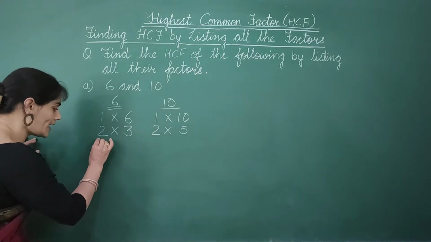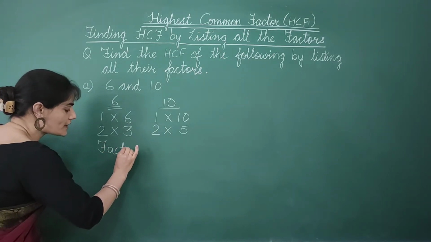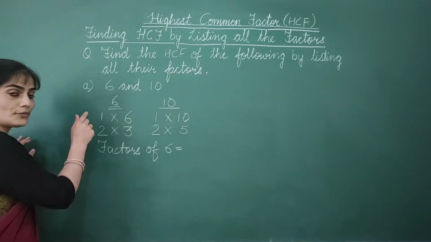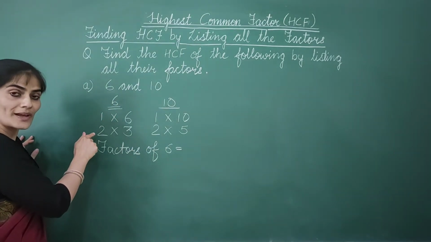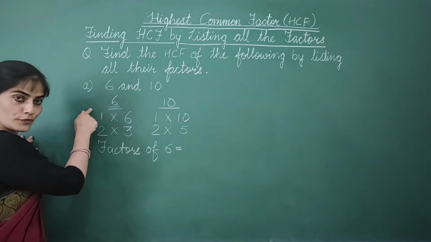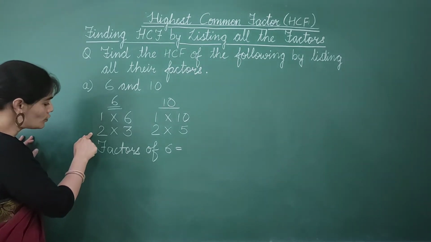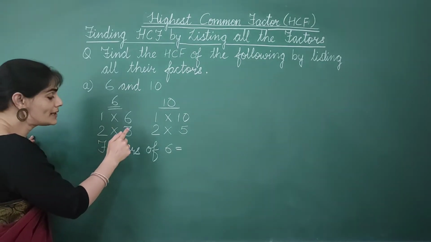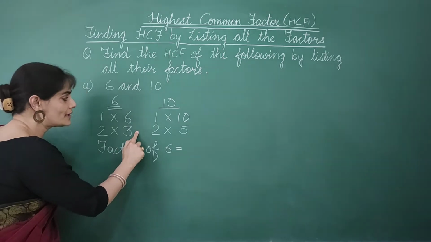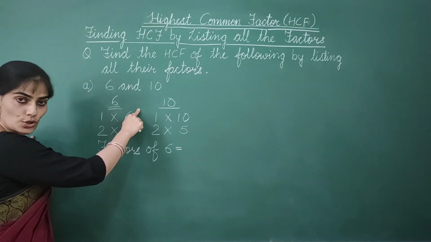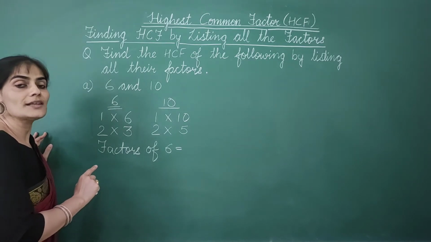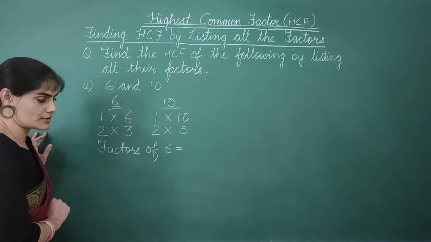So let's write factors of 6 first of all. Now we are going to be a little organized by writing the factors, everyone. We will begin from the top on the left side and we move to the bottom. Now similarly, when we move to the right side, we will begin from the bottom and move towards the top. This way we will be able to write these factors in ascending order.